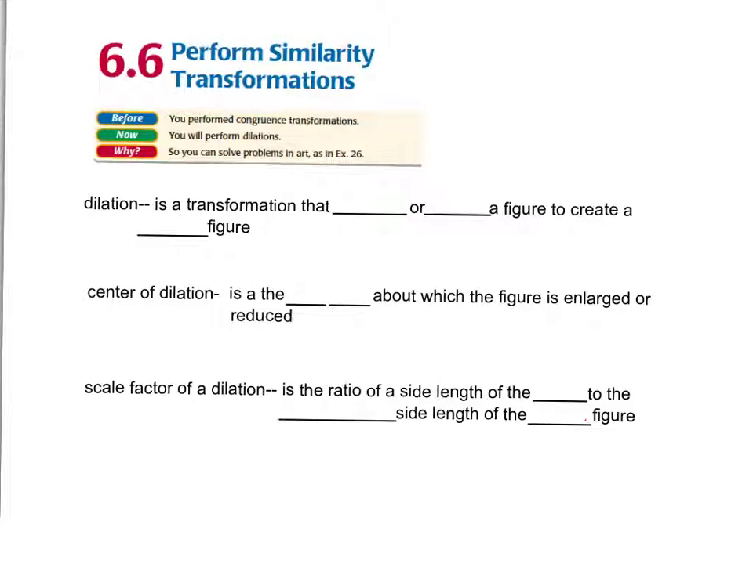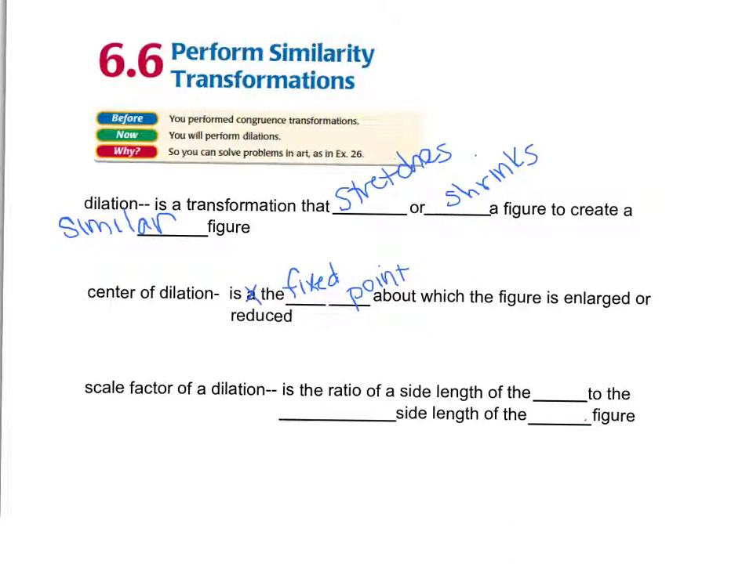So in Chapter 6, Section 6, we're performing similarity transformations. In this section, you will perform what are called dilations. So a dilation is a transformation that either stretches or shrinks a figure to create a similar figure. The center of dilation is the fixed point about which the figure is enlarged or reduced.